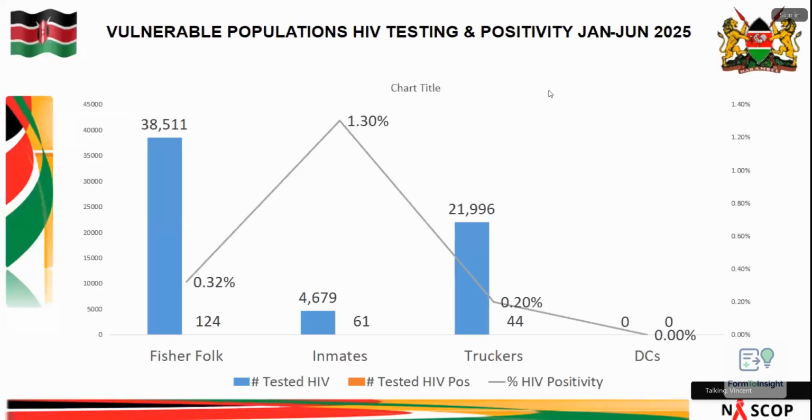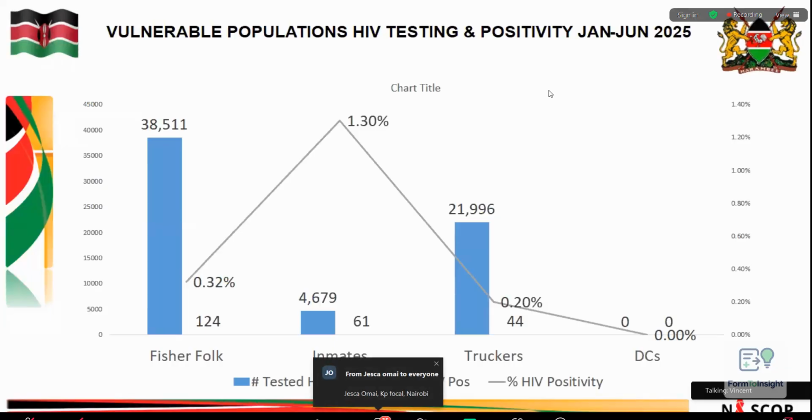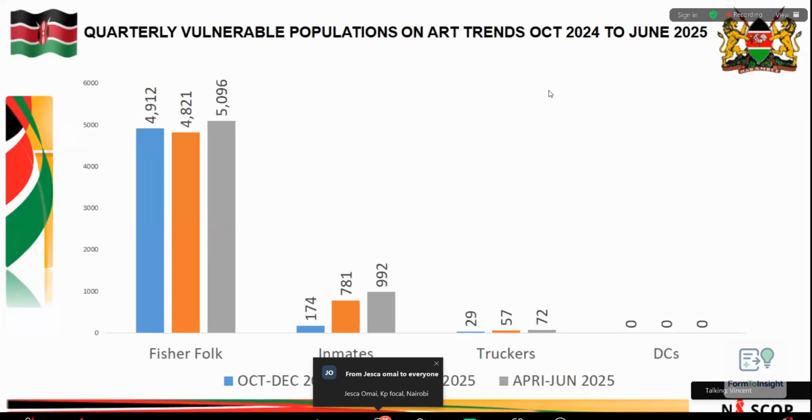The positivity rates, this is January to June 2025. For fisher folk, we are at 0.3%. In inmates, we are at 1.3%. So that is the highest among the vulnerable population. And then trackers, we are at 0.2%. And there is no report on KHIS.